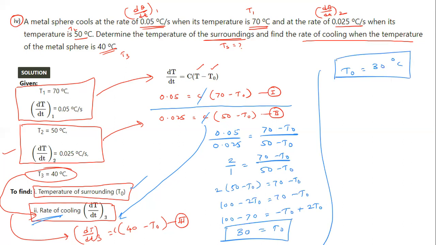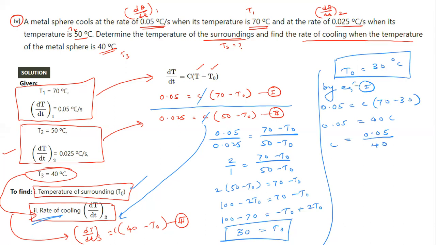So one answer we get. Then that T0 we have to substitute in equation 1 or equation 2. By equation 1, 0.05 is equal to C into (70 minus 30). It is 70 minus 30 is 40, so 40C. So C is equal to 0.05 divided by 40 is the value of C.